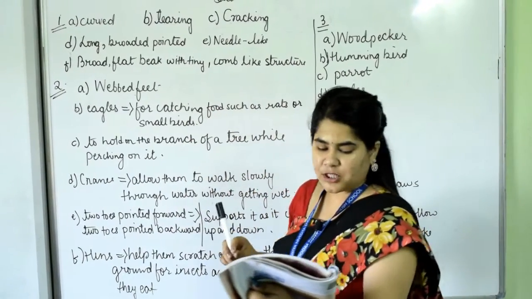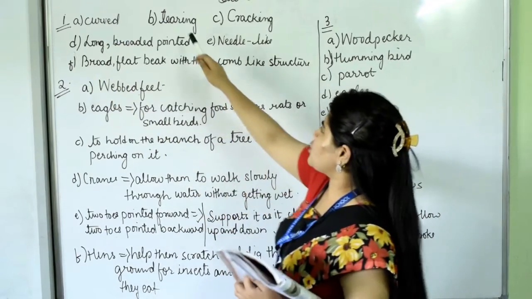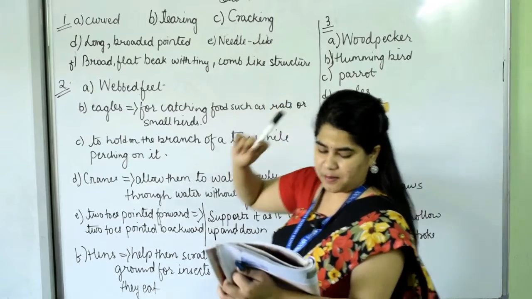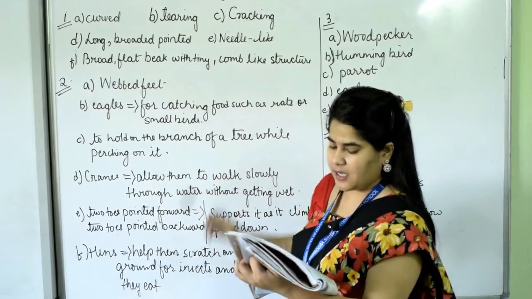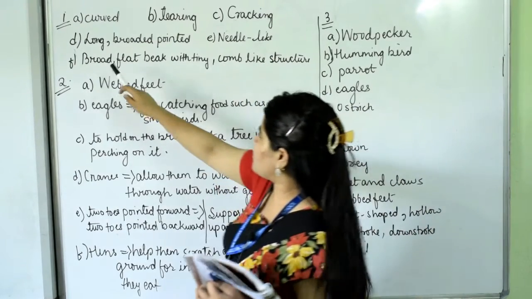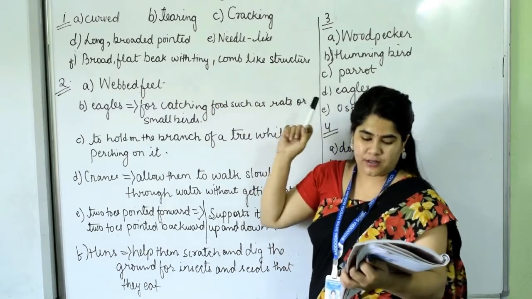So the first picture shows curved, okay. Second picture, number B, shows tearing. Number C, cracking. Number D, long broad pointed beak. Number E, needle like. And number F is broad flat beak with tiny comb like structure, okay.